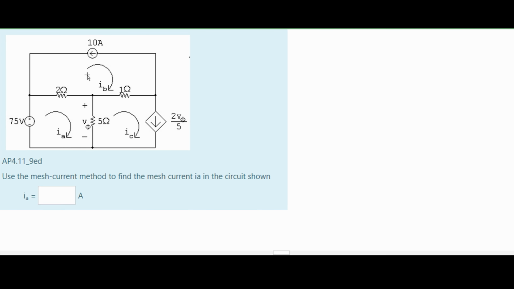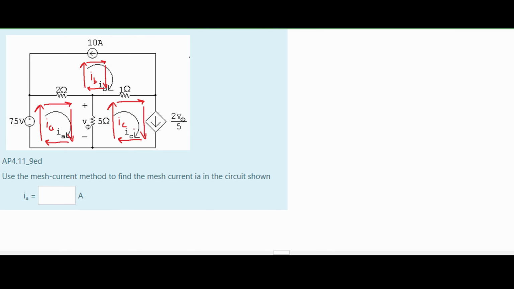In this problem, we are given a circuit right here, and we're asked to use the mesh current method to find the mesh current IA in the circuit shown. When using the mesh current method, we have to draw the direction of our current in all of these individual parts. For part A, it's already given to us like this. We're going to draw our current this specific way. I'm just using these arrows so it's a little bit more detailed. We have our I of A right here, our I of B up here, and our I of C to the bottom right.